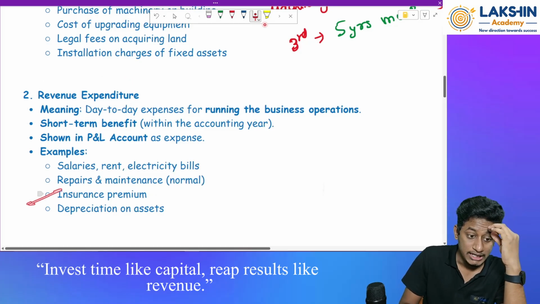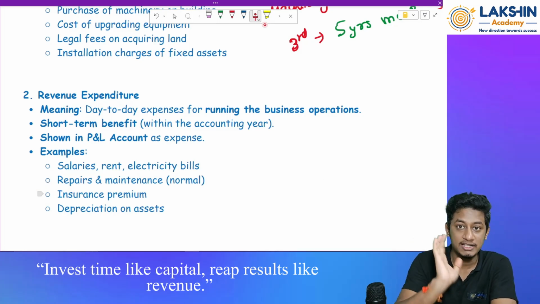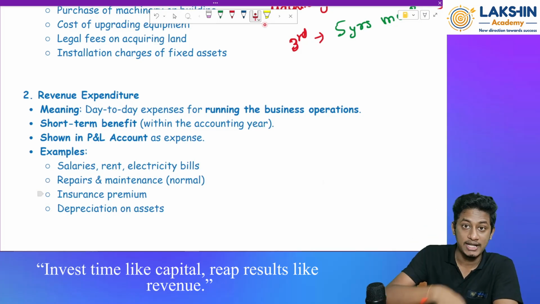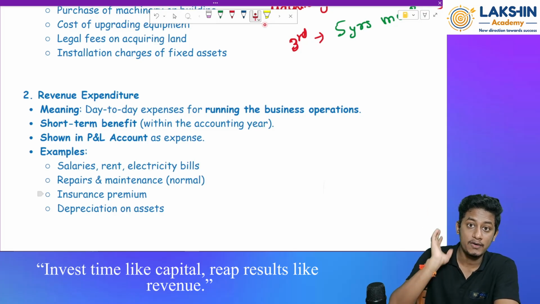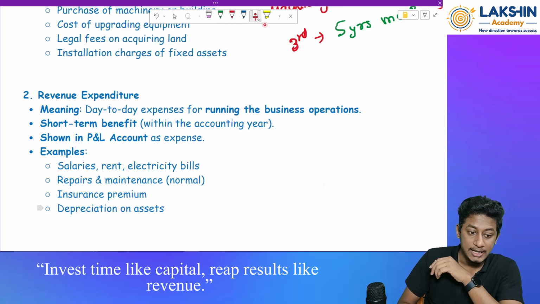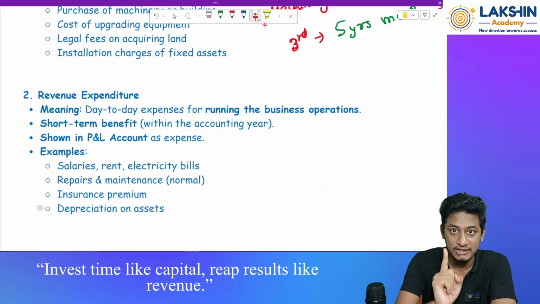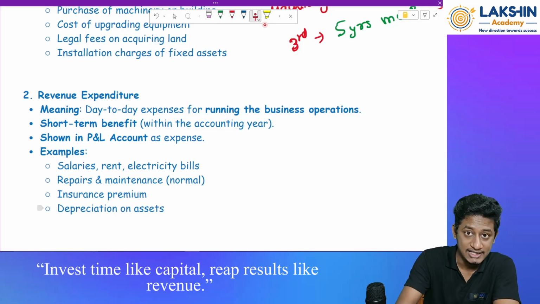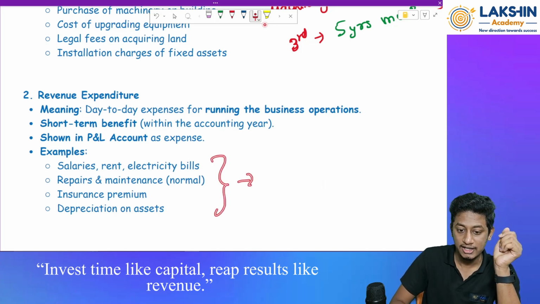Then insurance premium, whatever insurance premium you pay, it will be for only 1 accounting year. Then for next accounting year, again you have to pay the expense. That means again it is giving you a benefit of short term. Then depreciation on asset. Whatever depreciation you charge, it will be for only 1 year, right? Again for the next financial year you will charge it for the asset. So all these expenses are taken to my P&L account.